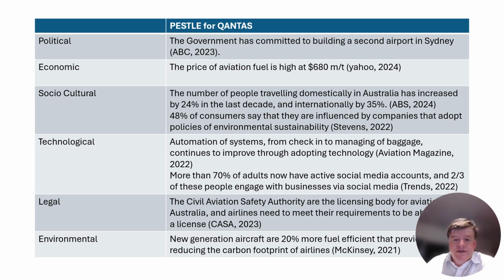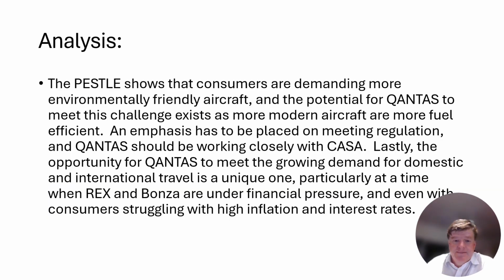So at the end of this, I want to put together a little bit of a summary. So here's my summary, and this is the analysis now. What does this mean for Qantas? And you would also probably have a USP as well to really pull some points together. So the PESTLE shows that consumers are demanding more environmentally friendly aircraft, and the potential of Qantas to meet this challenge exists as modern aircraft are more fuel efficient. An emphasis has to be placed on meeting regulations. Qantas should be working closely with the Civil Aviation Safety Authority.